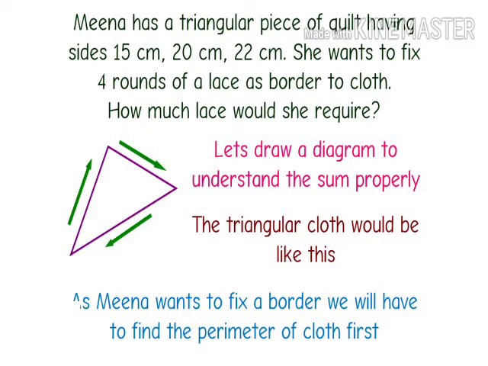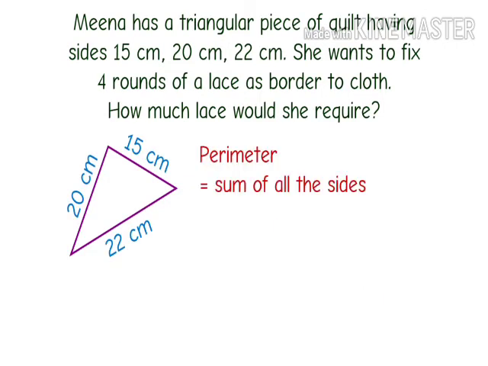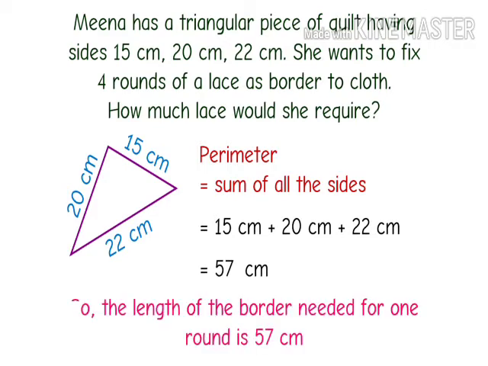As Meena wants to fix a border, we will have to find the perimeter of the cloth first. Perimeter is equal to the sum of all sides, which is 15 centimeters plus 20 centimeters plus 22 centimeters, equal to 57 centimeters. So, the length of the border needed for 1 round is 57 centimeters.